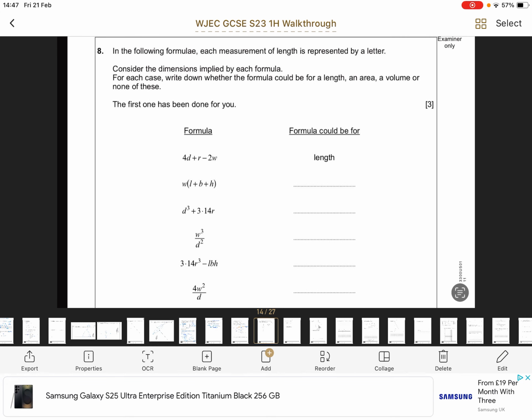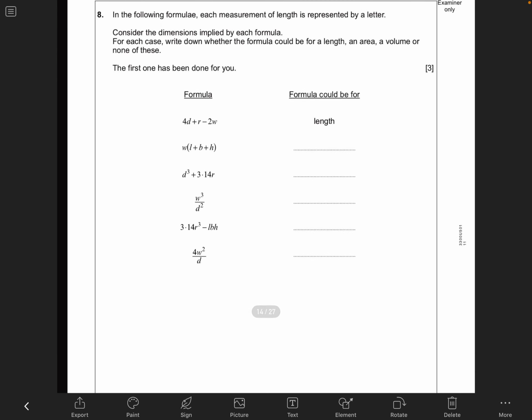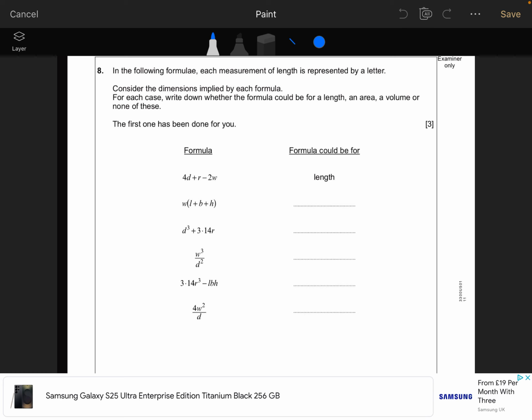This question is talking about measurements of lengths and things like that. Okay, so in the following formula, each measurement of length is represented by a letter. So D is a length, R is a length, W is a length. And if I've got 4 lots of a length plus 1 length minus 2 lots of a length, those are all lengths. So adding them all up together will give me another length. So that's why length is here.